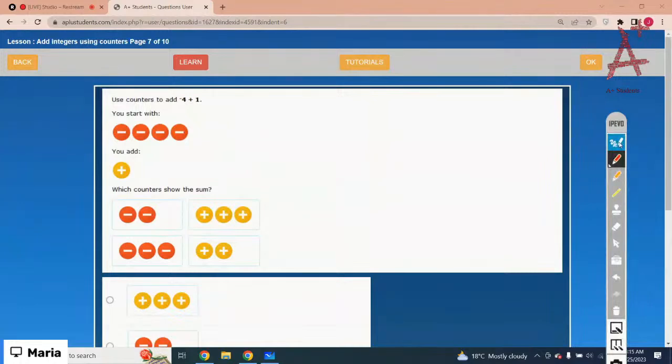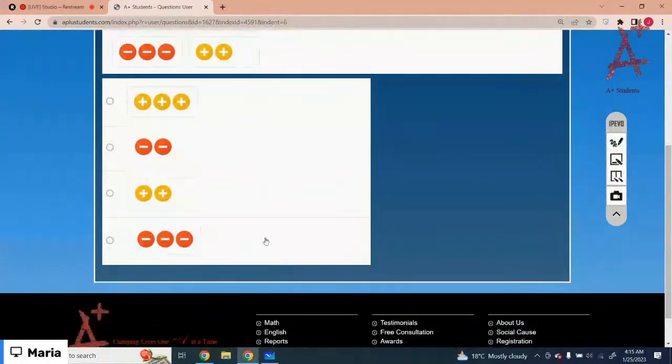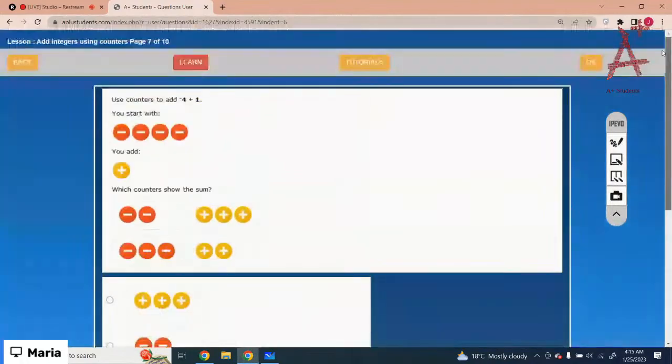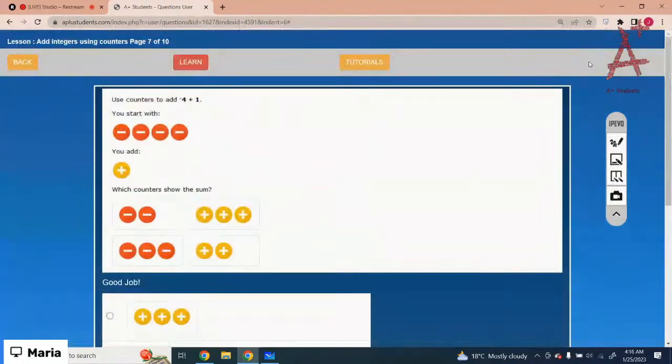Okay, -4 plus 1. So you have 4 negative counters and 1 positive counter. So one positive and negative counter cancel out each other. So we are left with 3 negative counters. So that is the correct option, the 3 negative counters. Got it? Just select the correct option and click on the OK button.